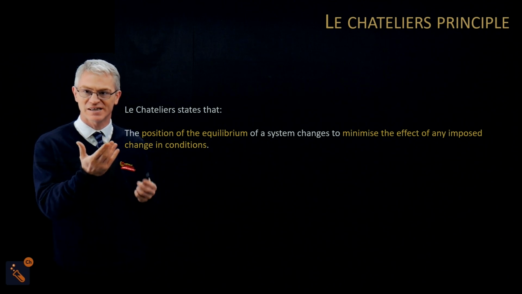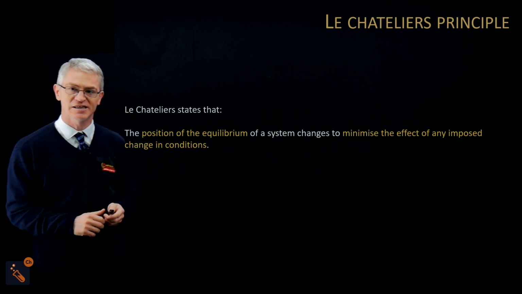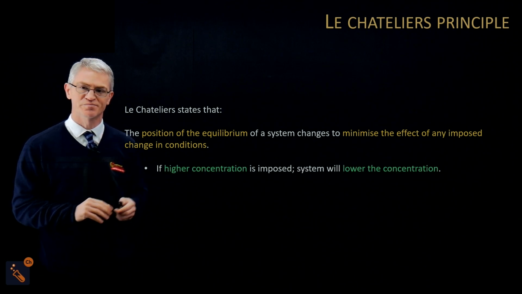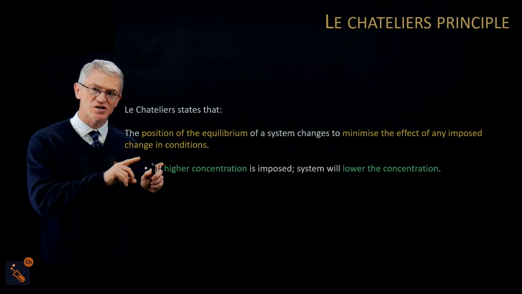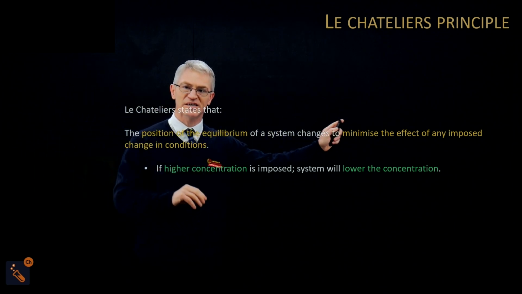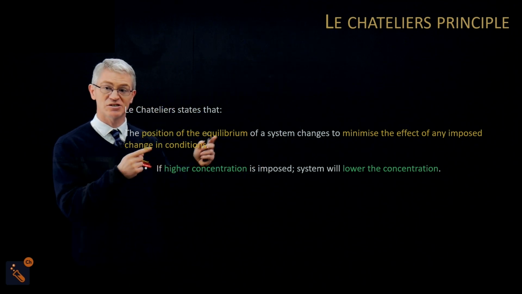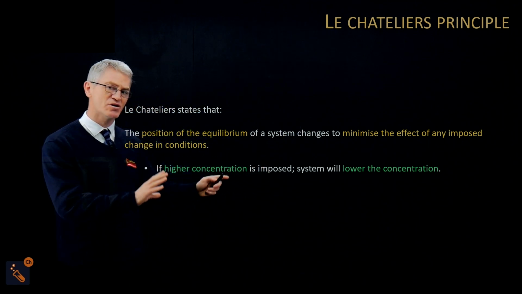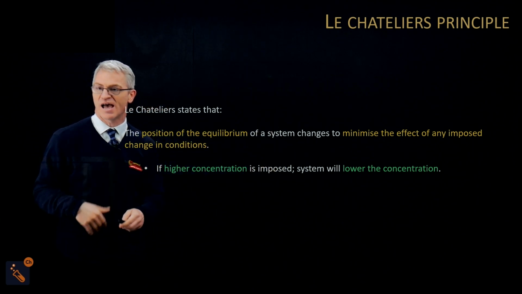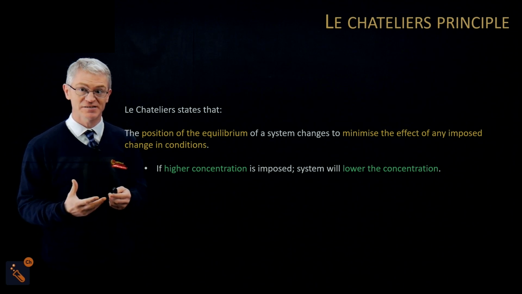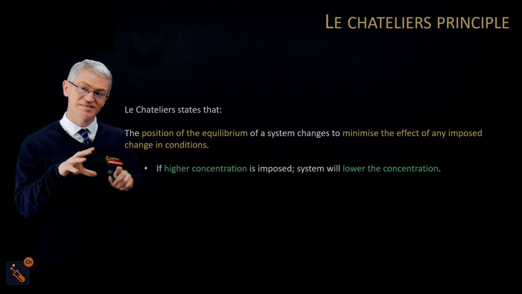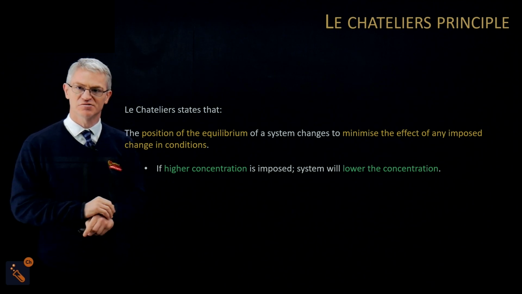Now, you don't really have to remember the definition of Le Chatelier's, and it sounds a bit confusing, but it's actually really quite simple. So if you impose a higher concentration, the system will do the opposite. So it says minimise the effect of any imposed change. Well, the imposed change is the higher concentration, so I want to minimise the effect of that by lowering the concentration whatever has been increased. So if I add acid, high concentration of acid, the system is going to want to lower that concentration of acid, and it's how it does it, which is the key to answering the questions.